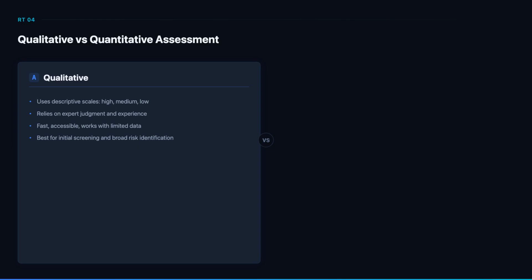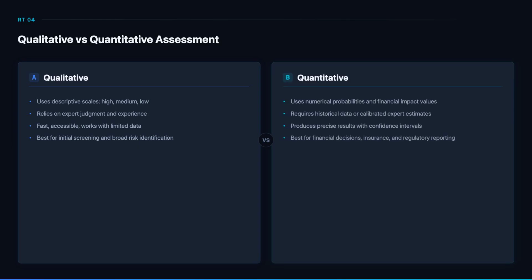Most organizations start here. Quantitative techniques use numerical probabilities and financial impact values. They require historical loss data or carefully calibrated expert estimates. Monte Carlo simulation, decision trees, and cost-benefit analysis are quantitative. They produce precise results with confidence intervals, enabling financial decisions about risk transfer, control investment, and capital allocation. Quantitative assessment is essential for insurance, regulatory capital, and major investment decisions.